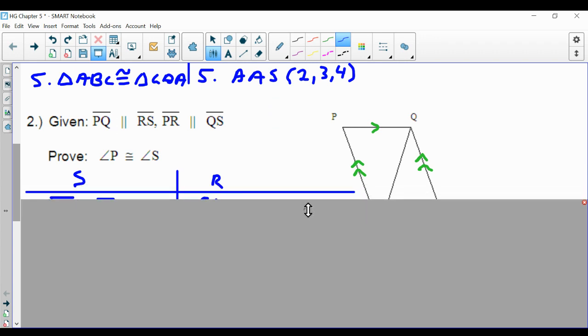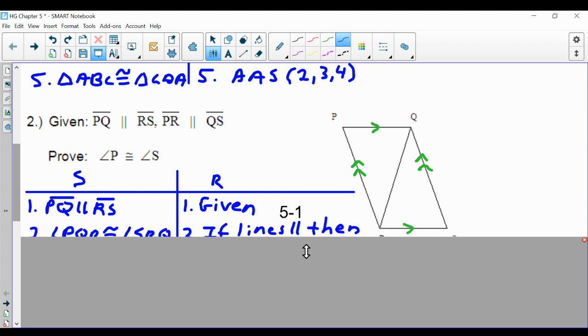Okay. So then the second proof on this page, we have two sets of parallel lines. We want to prove that P is congruent to S. Because of where the picture is, I can't really pull this down any farther, but here you go. So you can see we have all the parallel lines marked.